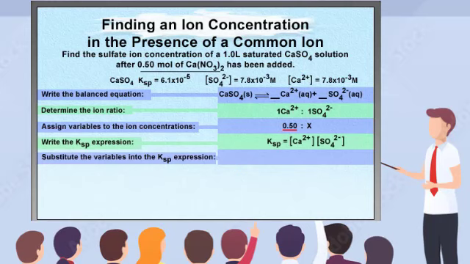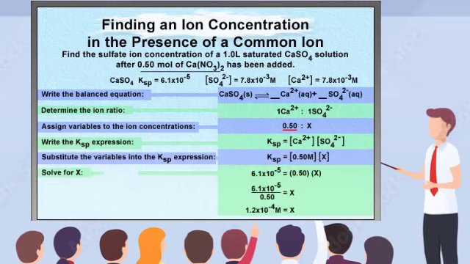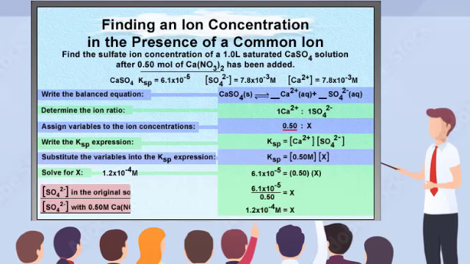As determined in the previous scene, the values are 0.5 molar for the calcium ion concentration and X for the unknown concentration of sulfate ions. Solving for X gives 1.2 times 10 to negative 4. This result means that the equilibrium concentration of sulfate ions in the new solution is 1.2 times 10 to negative 4 molar.